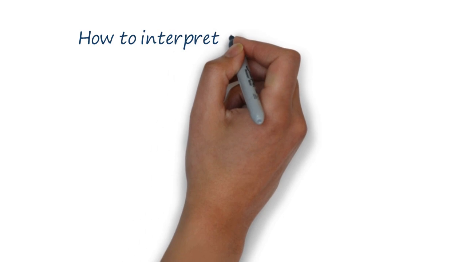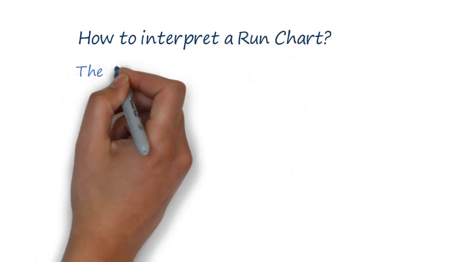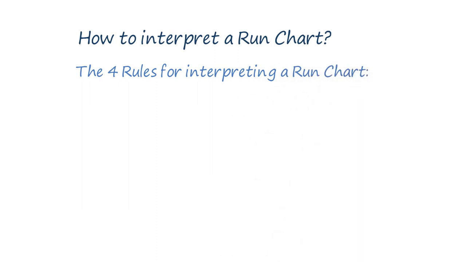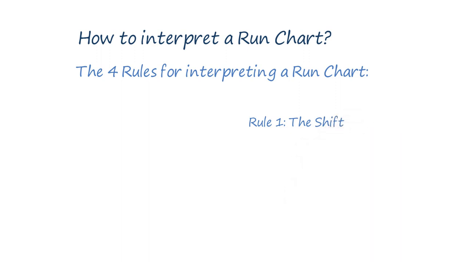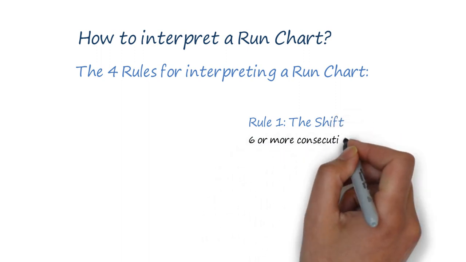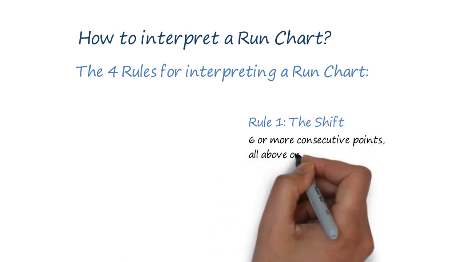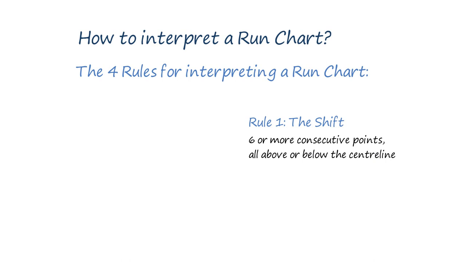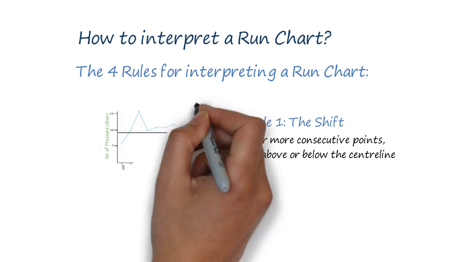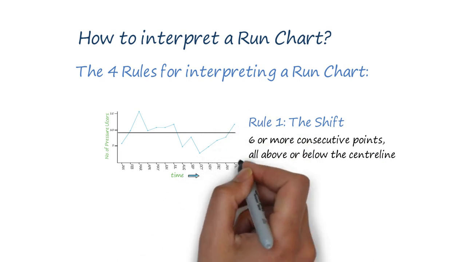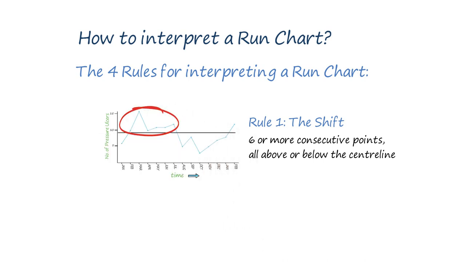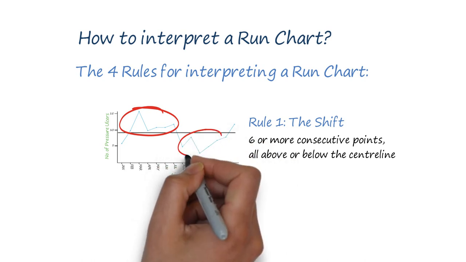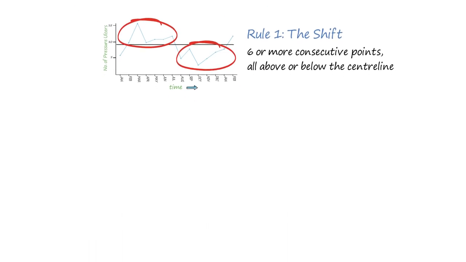So now let's talk about how we would interpret a run chart. To do this, we have four rules that we use. The first rule is rule one and is also known as the shift rule. In this rule, we're looking for instances where six or more consecutive data points are all above or below the center line. If we look at our example run chart from earlier, we can see that there are 6 points in a row from the second to the seventh data points, all above the center line. This represents a shift. There's also a second shift further on in the data, but this time the data points are below the center line.